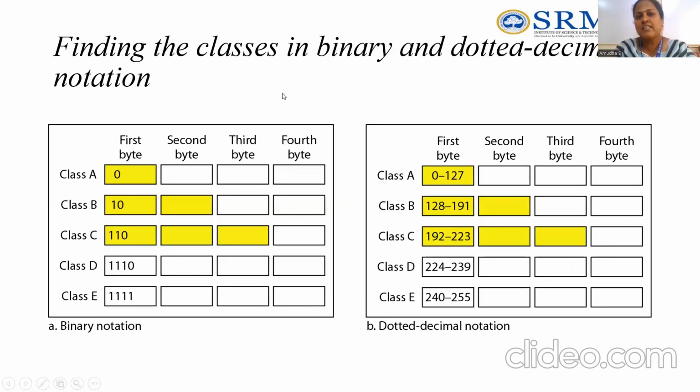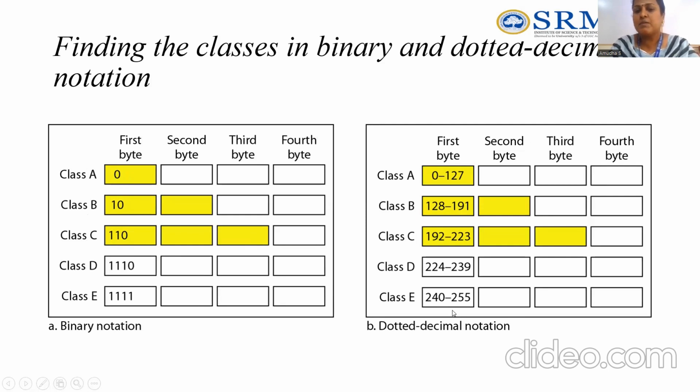So we can find the class of an IP address in two ways. In binary notation, based on this representation, we can classify them. If the leading value is 0, it is class A. If the leading value is 10, the given address is class B. If the leading value is 110, it is class C. So like that, it goes on.